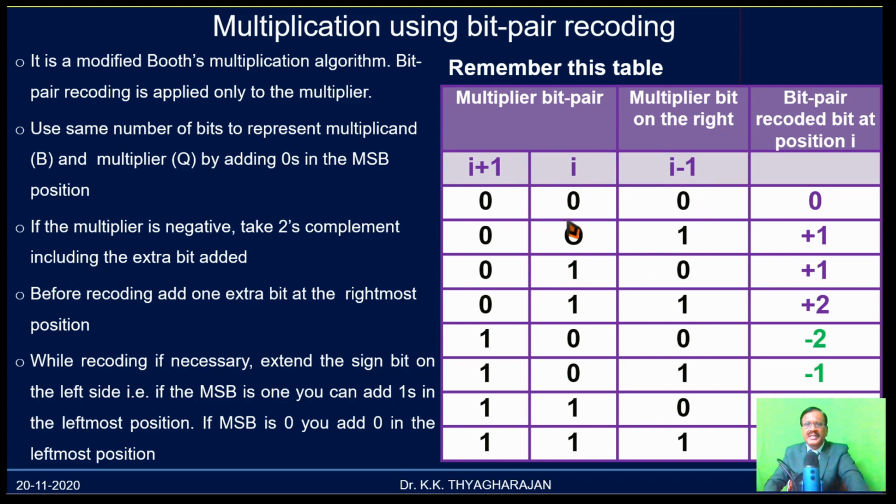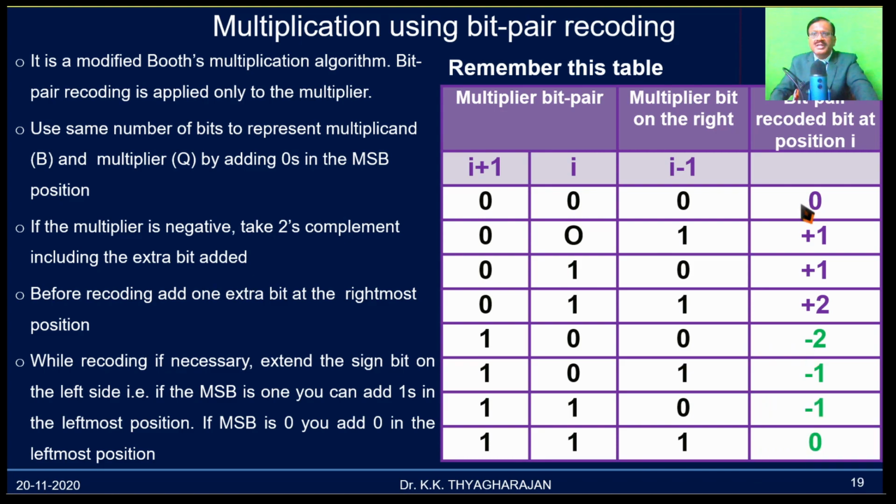In this table, 3 bits are combined to provide a recoded value. If the 3 bits are 0, 0, 0, the recoded value will be 0. If the bits are 0, 0, 1, then the recoded value will be plus 1. If the bits are 0, 1, 0, the recoded value will be plus 1. If the bits are 0, 1, 1, the recoded value will be plus 2. If the bits are 1, 0, 0, it will be minus 2.